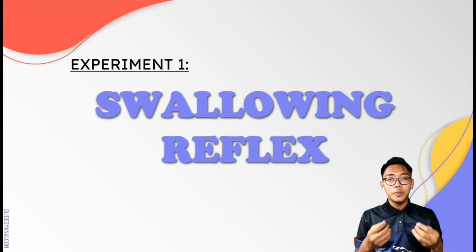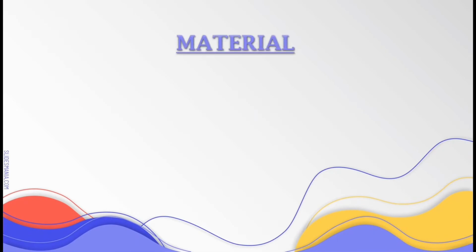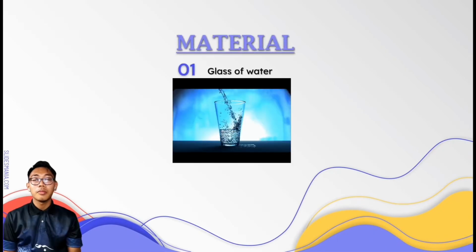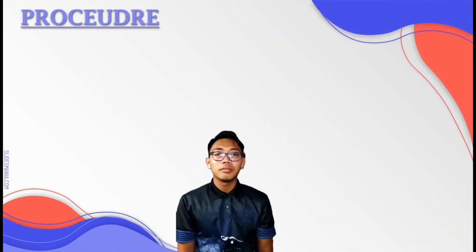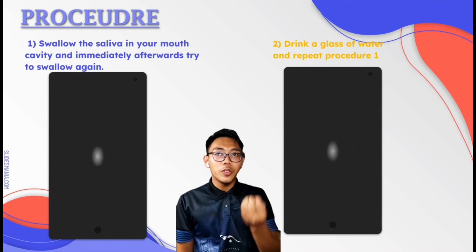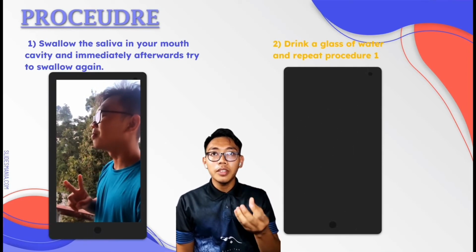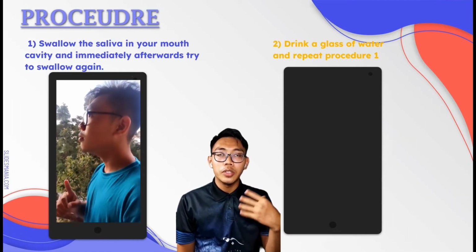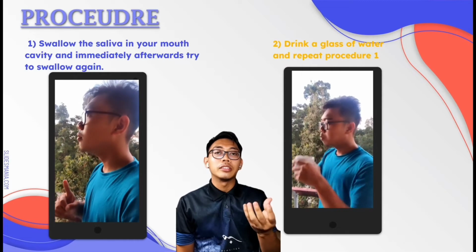So we begin with experiment 1, which is a swallowing reflex. First is the material, which is a glass of water. Next is the procedure. Firstly, swallow the saliva in your mouth cavity and immediately afterward try to swallow again. Second, drink a glass of water and repeat procedure 1.